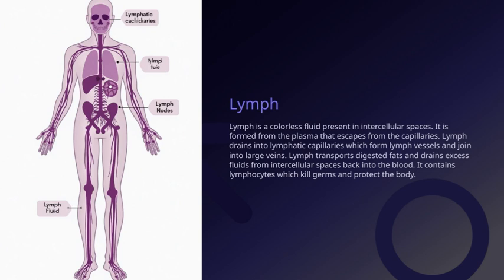Another key point is that lymph isn't just a fluid. It also contains special cells called lymphocytes. These are our immune warriors. They attack germs, bacteria, and viruses, helping to protect us from infections. So, in the bigger picture, lymph is essential for maintaining fluid balance, transporting nutrients, and defending our body against pathogens, all of which are vital for overall health and well-being.